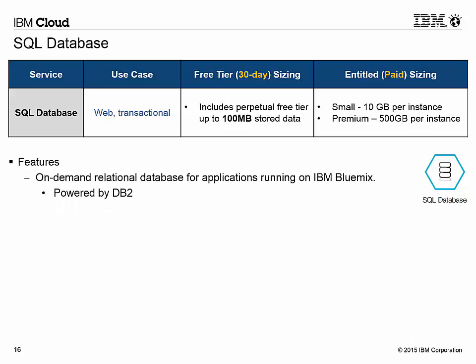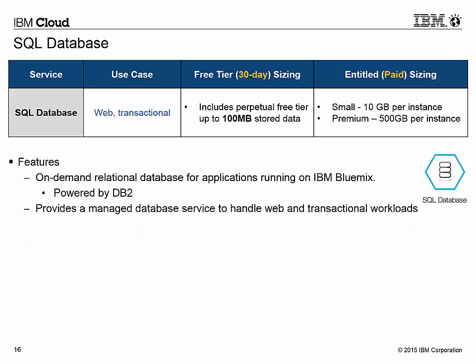So, as I said, it's a relational service running on Bluemix powered by DB2. And it gives you a DB2 compatible database to handle all of your web and transactional workloads. It also offers additional features like high availability, automated backups, and some data privacy features where you can choose to mask certain data in certain columns that may have sensitive information like social security numbers or credit card numbers.